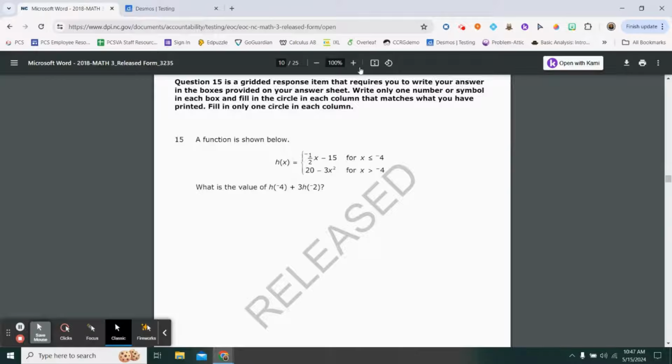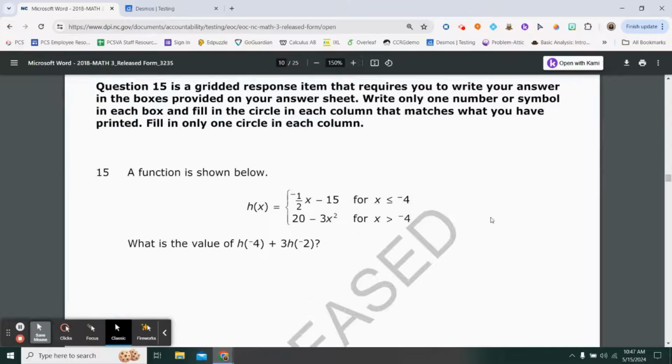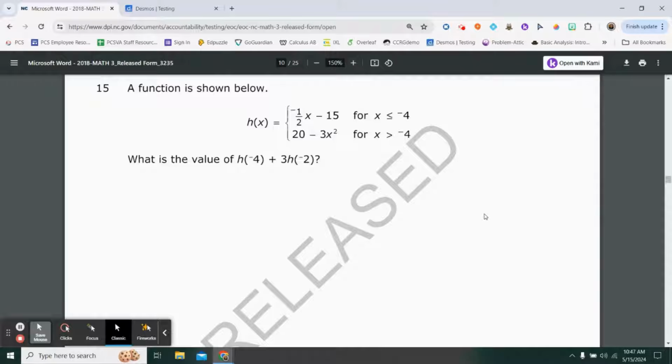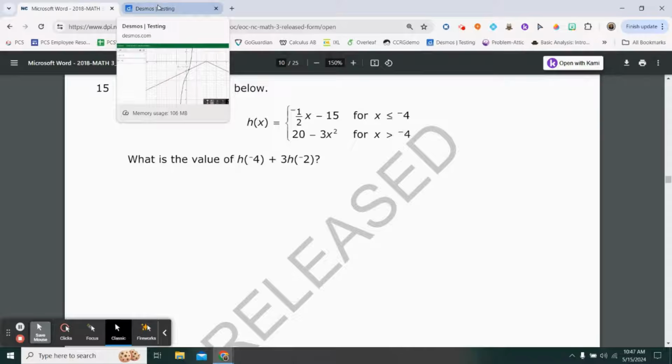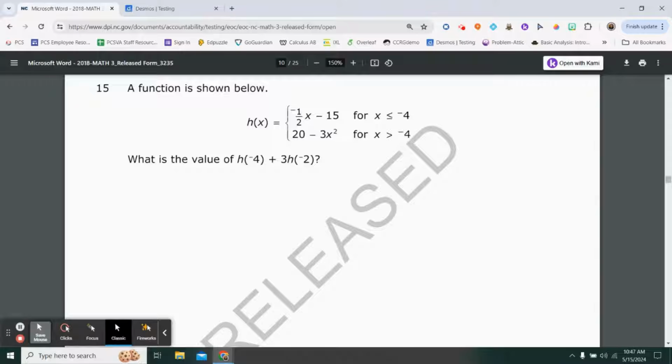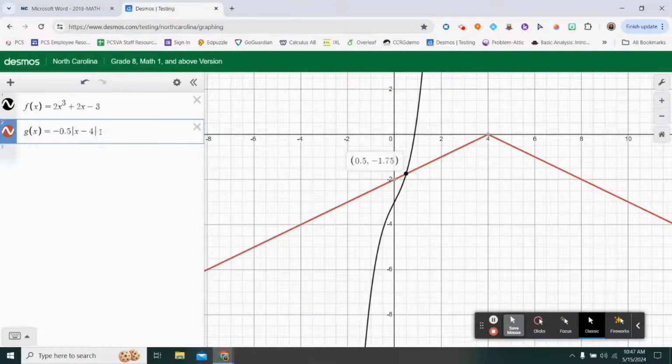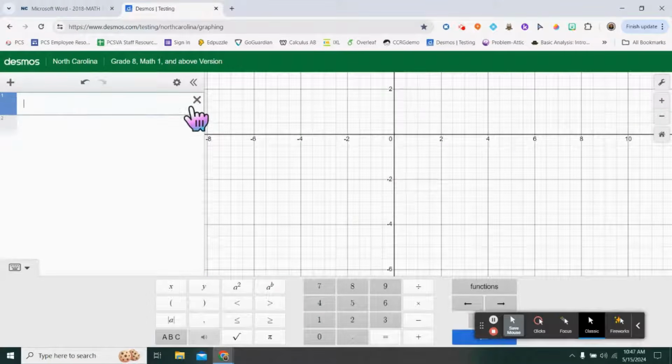Number 15 is a piecewise function, and the calculator is awesome at these, and these are usually very common on the Math 3 EOC, so we definitely want to remember how to type these in the calculator. They can get a little bit tricky to type in, so just pay close attention. I can use h of x, no big deal. So I'm going to go h of x equals.